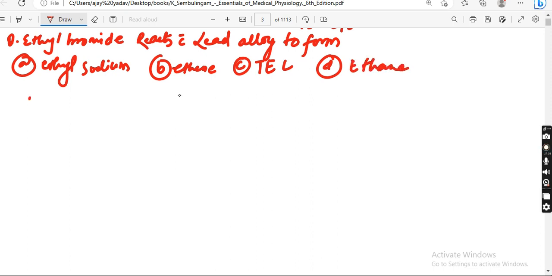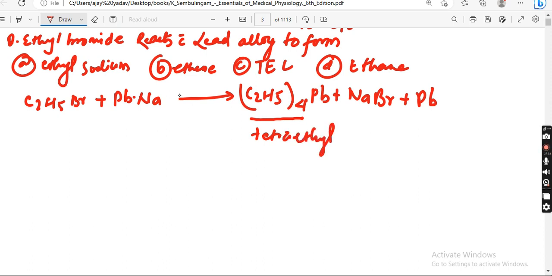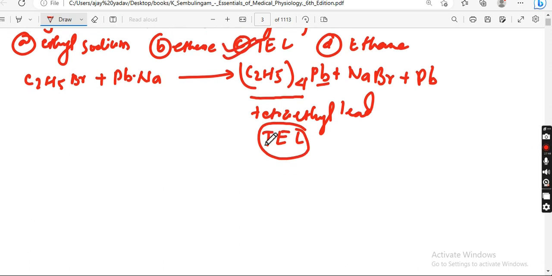So let us see here, when you react this one with lead alloy, suppose this one is the lead alloy, so this will produce (C2H5)4Pb plus NaBr, and Pb will be precipitated. Look here, how many ethyl groups are here? 4, so it is called tetraethyl, and this is your lead, so this is called tetraethyl lead, right? So this is TEL, tetraethyl lead. So option number C is the correct answer.